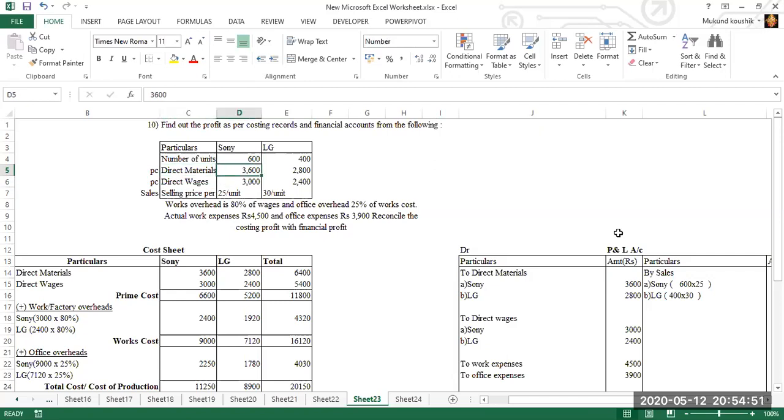That means when preparing the cost sheet, direct materials for Sony company was the same, and LG company was 2,800. When preparing the P&L account, the amount was the same. That means here there is no difference between these two items. And again sales also will remain the same.